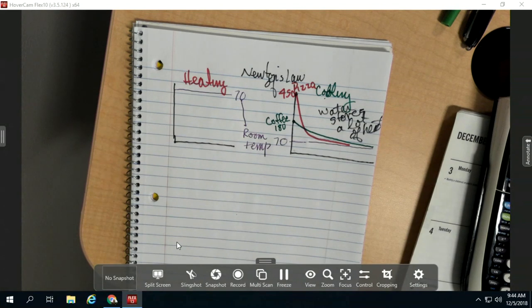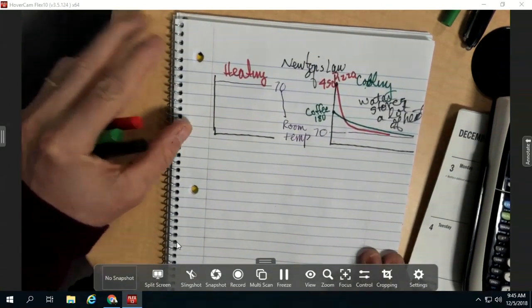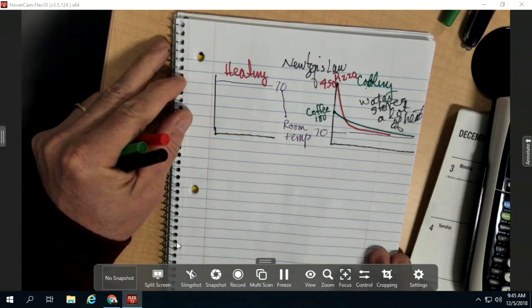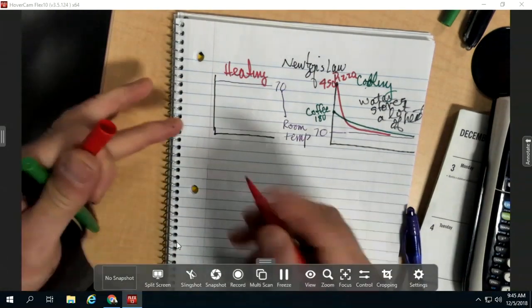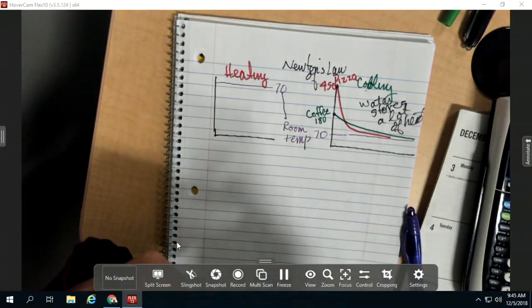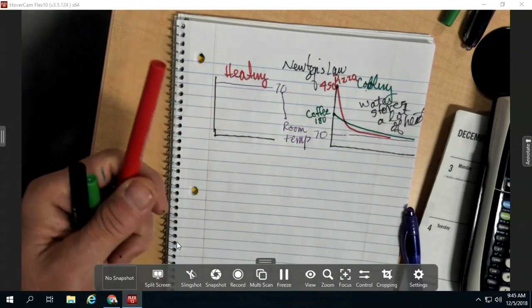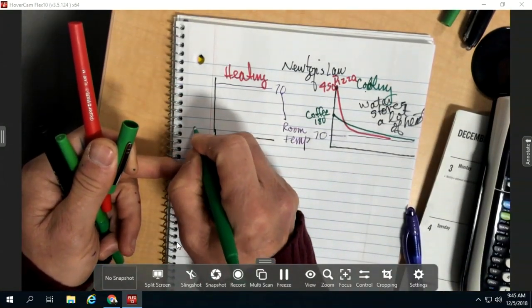Now, how's that graph going to be shaped if it goes up to room temperature? Well, we probably aren't going to have, just trying to think of something we could have. How about, oh, here's one. Ice cubes.